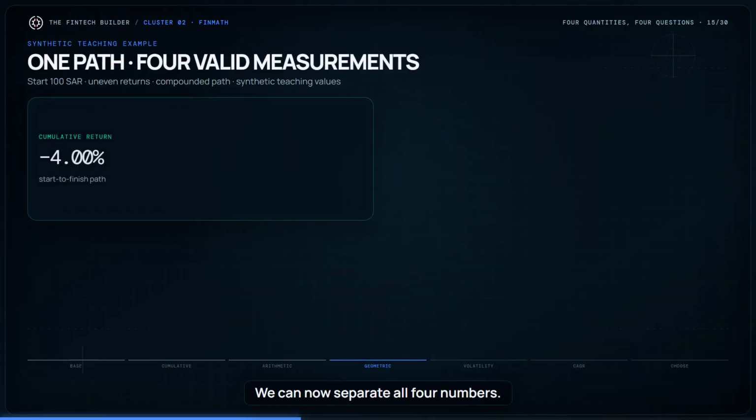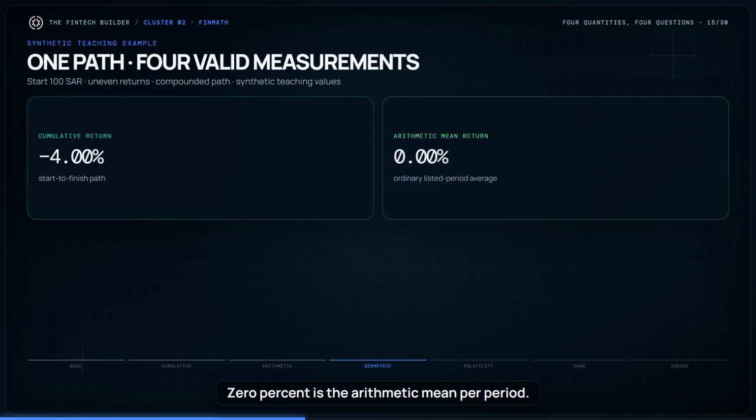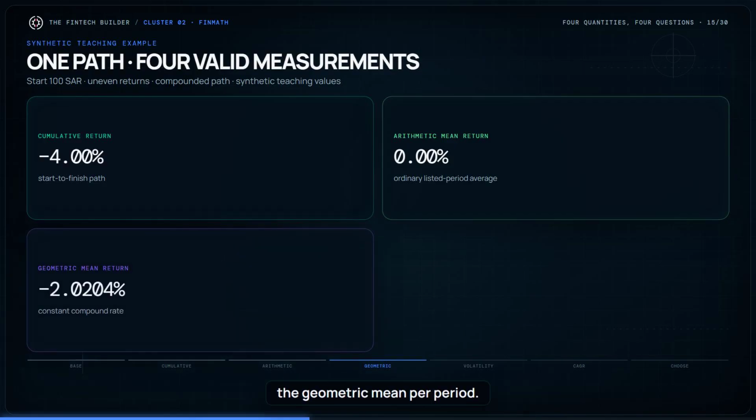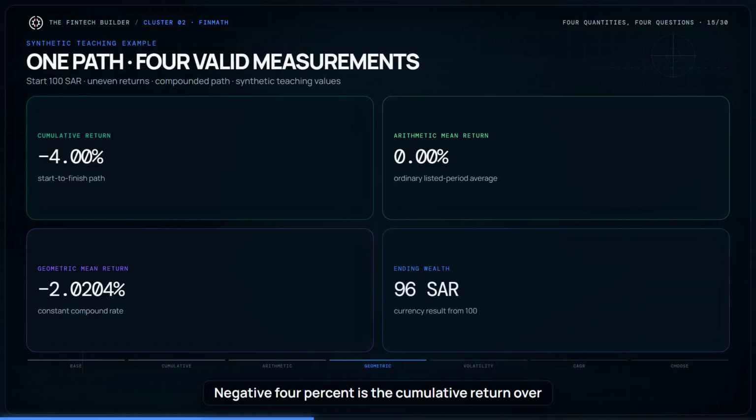We can now separate all four numbers. 0% is the arithmetic mean per period. Approximately negative 2.02% is the geometric mean per period. Negative 4% is the cumulative return over both periods. 96 reals is the ending wealth. They are not four competing answers. They are four measurements of the same path.